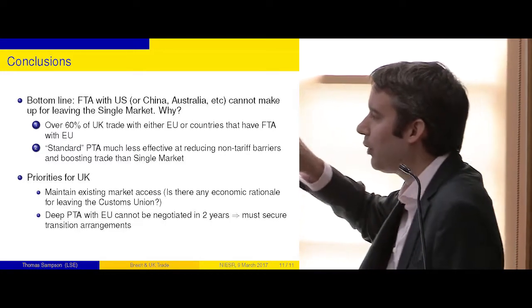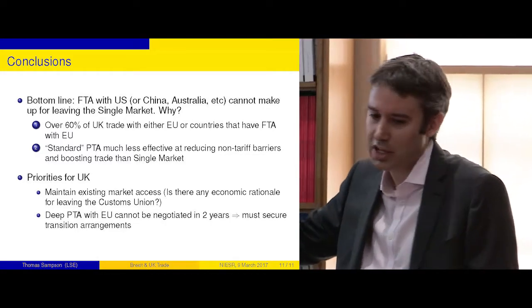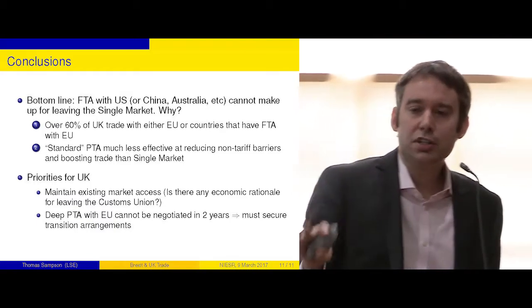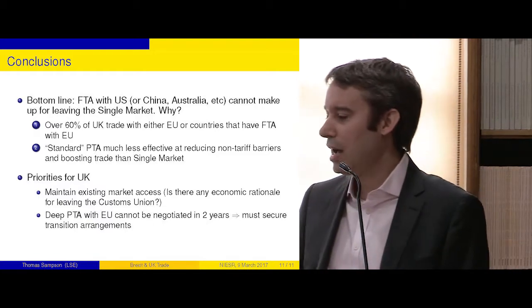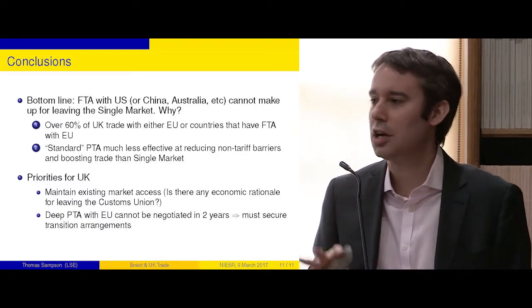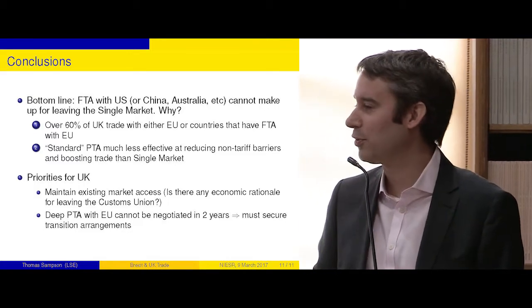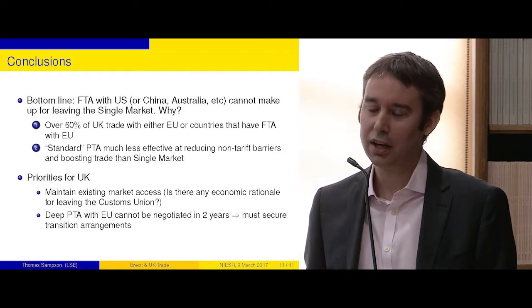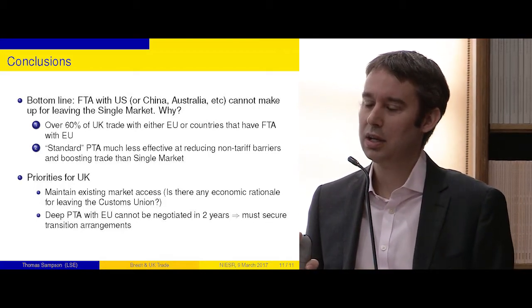And then the final point, which is slightly unrelated to what I've been saying so far, but I think it's important to stress, is if we do want a deep preferential trade agreement with the EU that does as good a job as possible in maintaining existing market access, there's really no way that's being negotiated before the 2-year cutoff of Article 50 kicks in, which means some kind of transition agreement is going to be needed.